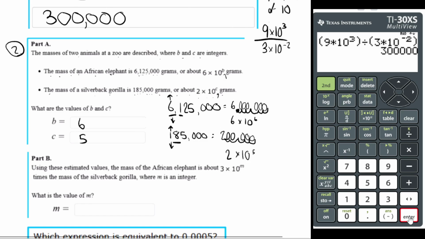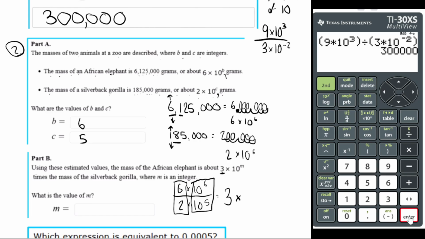So we're just going to take these numbers that we estimated. 6 times 10 to the 6, 2 times 10 to the 5. And again, you could just put this in the calculator, or you could split it, right? 6 divided by 2 is 3, which matches what we have, so that's good. Times 10 to the 6 divided by 10 to the 5.